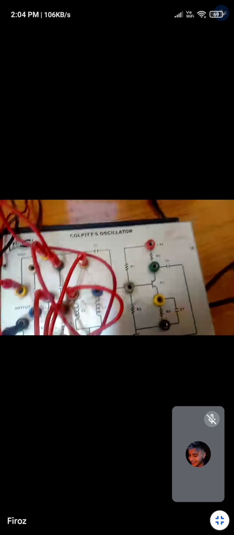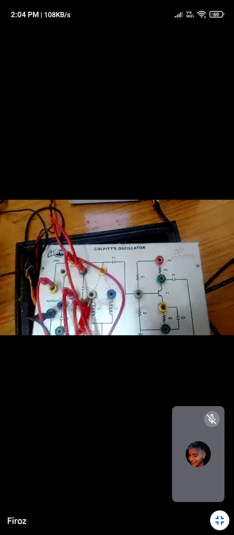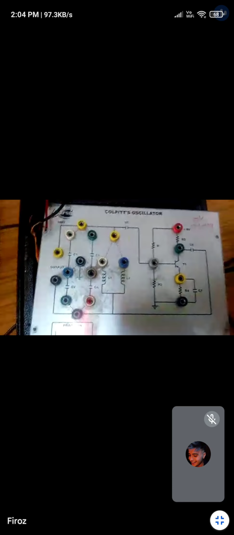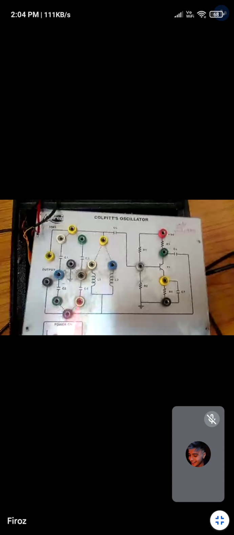So this is the Colpitts oscillator. Okay. I'll show you this particular circuit, that is connecting all these wires. Okay. So this is the circuit.